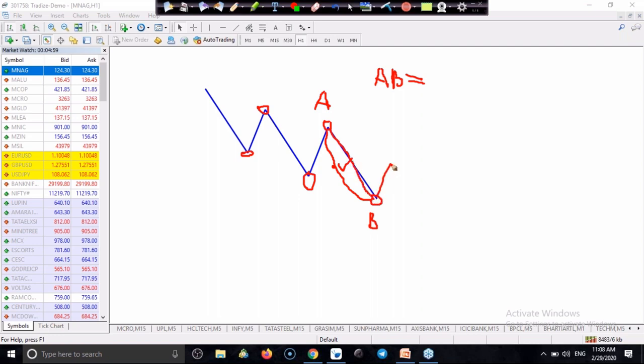All right, so in between this area, if price is creating a lower low or lower high, this lower low and lower high are not recognized. Is it clear? Let me explain once again.